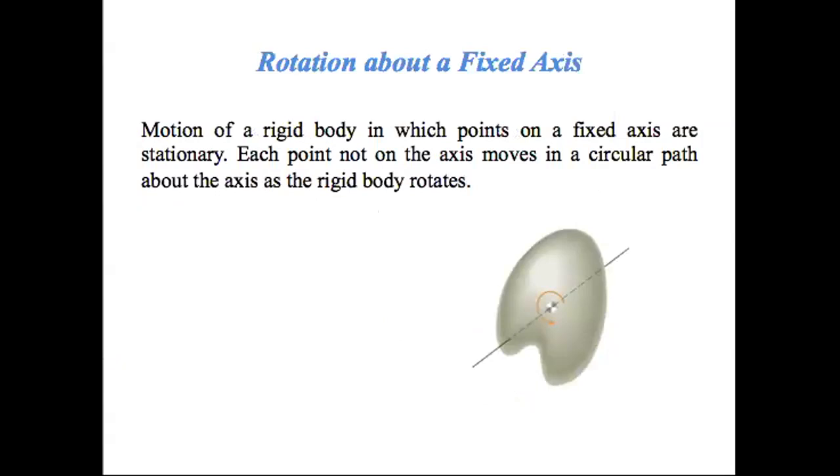Rotation about a fixed axis. Motion of a rigid body in which points on a fixed axis are stationary. Each point not on the axis moves in a circular path about the axis because the rigid body rotates.